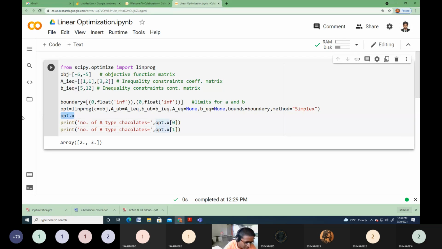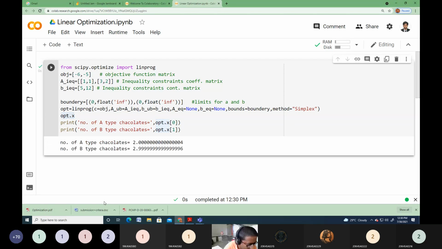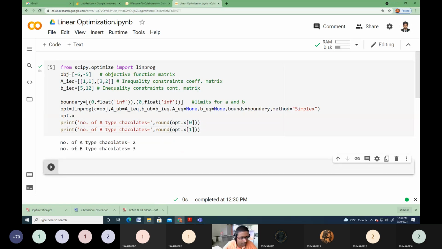There is no need to display this one; I'm writing it only for understanding purposes. Finally, the number of A type chocolates equals 2, and the number of B type chocolates is written as a floating number, so you can round it off. Finally, the solution is coming.